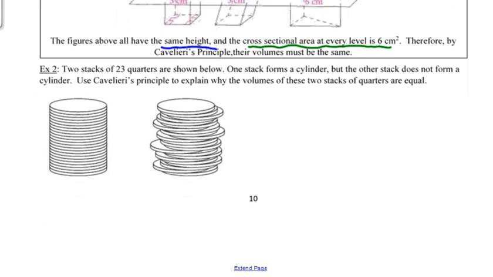All right, so an example of how you might see this asked on a test is what you're seeing in example 2. It says we've got these two stacks of 23 quarters. One of the stacks forms a cylinder. That would be that first stack right there. But the other stack is haphazardly put together and does not form a cylinder. They want us to use Cavalieri's principle to explain why the volumes of these two stacks are going to be exactly the same. Well, each of the stacks contains exactly the same number of quarters, so the stacks have the same height.